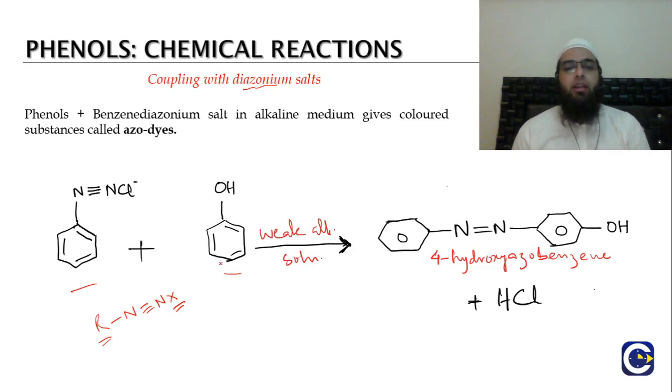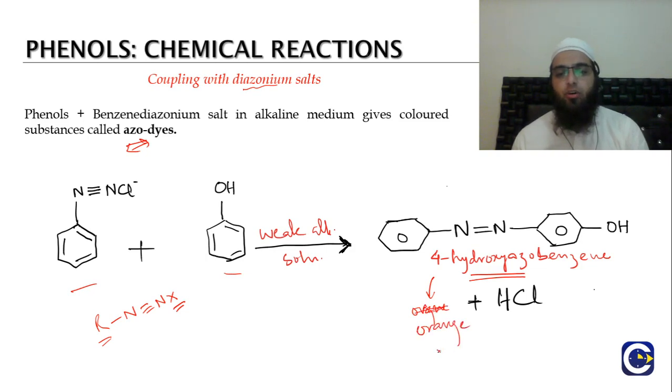In weakly alkaline solution, we mix the two, the reaction takes place and we get 4-hydroxyazobenzene. This is actually a dye. This gives rise to a colored substance which we call azo dyes. This is the product of this reaction, and it is orange in color. So this is an orange colored dye.